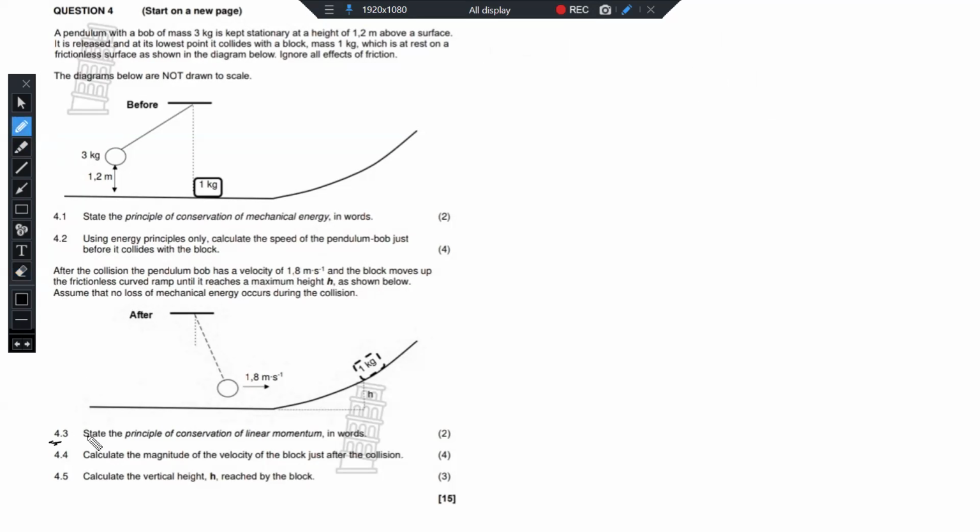It says calculate the magnitude of the velocity of the block just after the collision. So if we are talking collision, this is where we have to use the principle of conservation of linear momentum. Again, look at the hint. They just made you state the principle of conservation of linear momentum, and the next calculation that follows, you have to use that principle to calculate. So always be mindful of those hints that are dropped by the examiners.